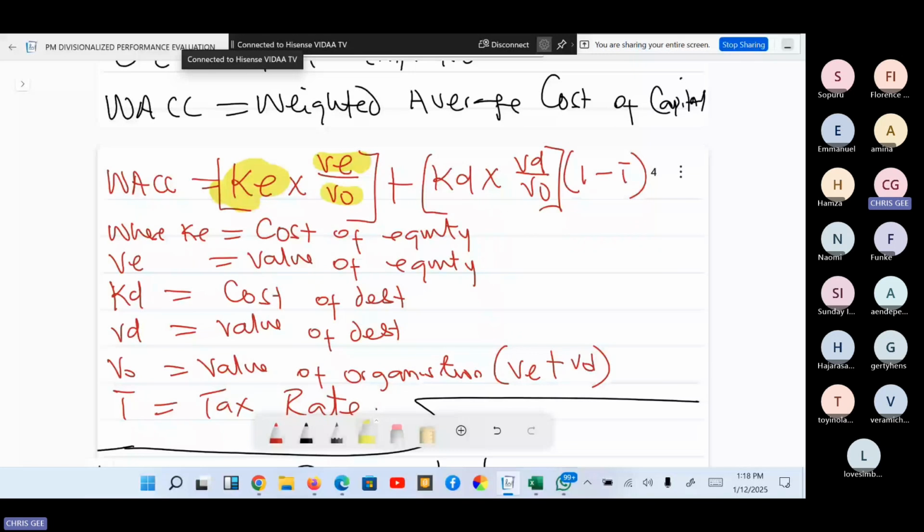Are we following? If I come here, VD over VO is the capital structure for debt. So if this one is 50%, automatically debt will be how many percent? If this one is 30, this one will be how much? 70. If this one is 40, this one will be what?